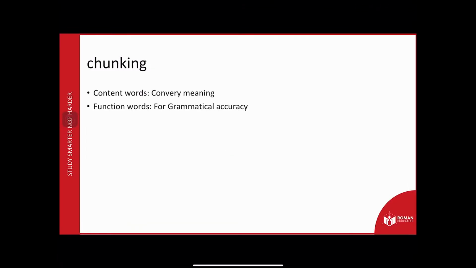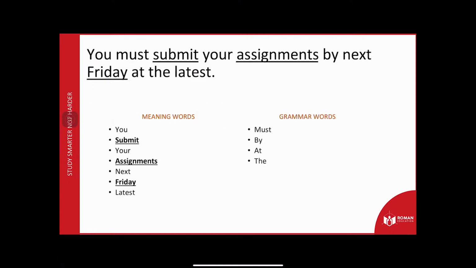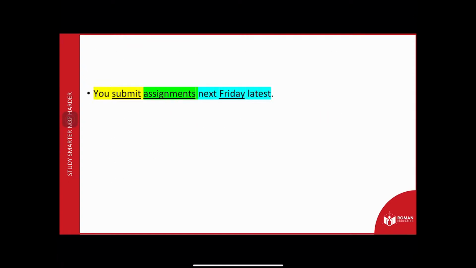As an example, let's look at this. Okay, this sentence: you submit assignments next Friday latest. In this one, I broke the whole sentence into three parts, as you can see here. Now, close your eyes and try to repeat this sentence. But remember, you have three phrases. Let's see if you can do that or not. If you try it a couple of times, you will start saying that your short term memory is getting better.